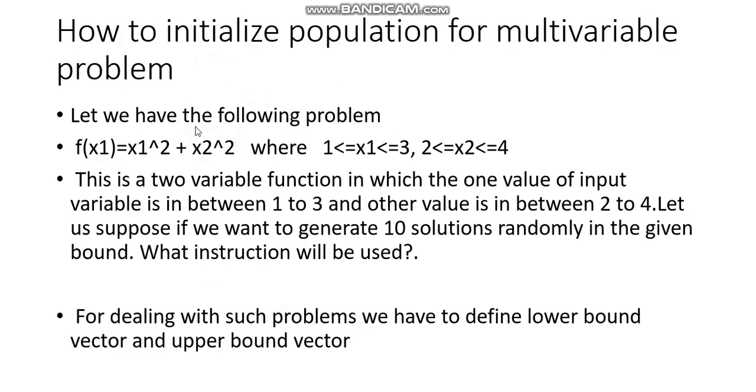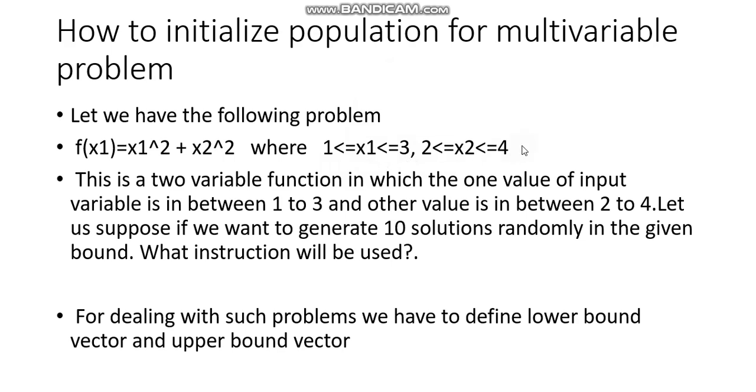Now we will see how we can initialize the population in a multivariable problem. In a multivariable problem you will have more than one variable. Here you can see this is x1, this is x2, and the variable bounds may be the same or may be different. Here the lower bounds are 1 and 2, and the upper bounds are 3 and 4.